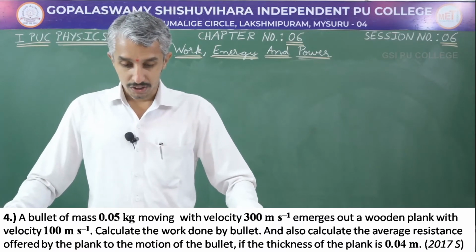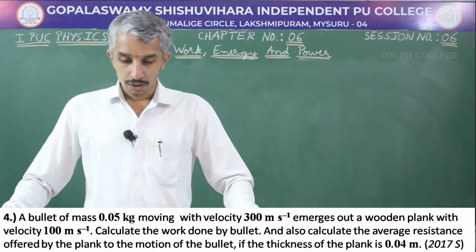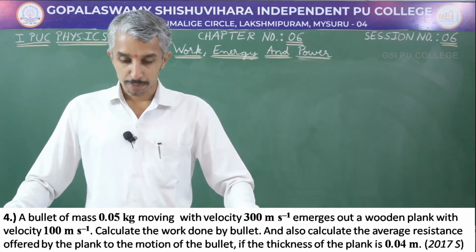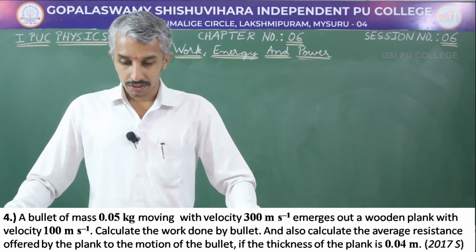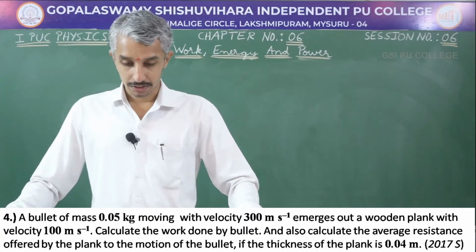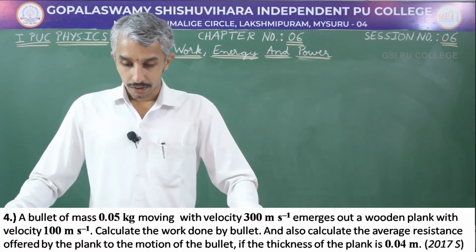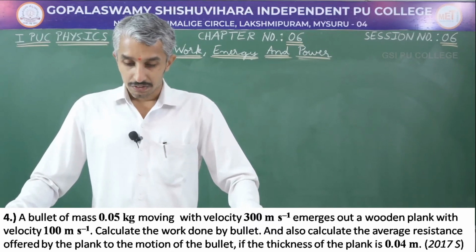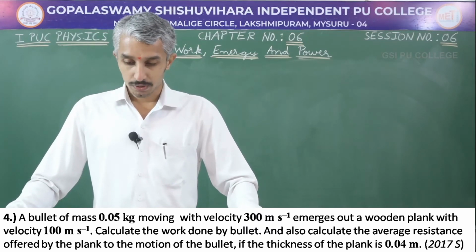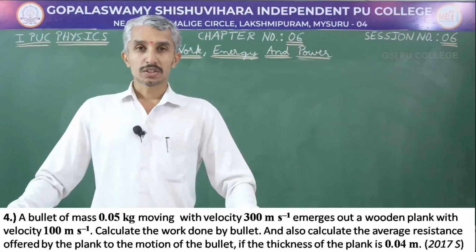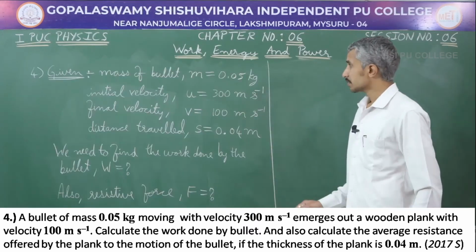A bullet of mass 0.05 kg moving with velocity 300 meter per second emerges out of a wooden plank with velocity 100 meter per second. Calculate the work done by bullet and also calculate the average resistance offered by the plank to the motion of the bullet if the thickness of the plank is 0.04 meters. So let us note down the data. Here is the data given.